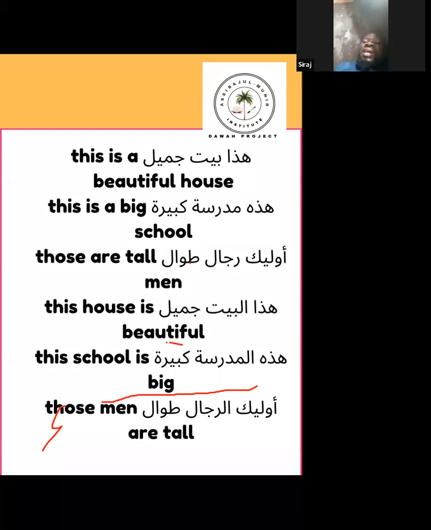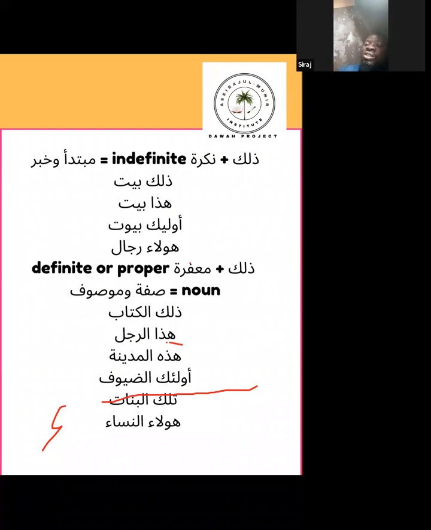You can see هذا بيت جميل. This is a beautiful house. هذه مدرسة كبيرة. This is a big school. أولئك رجال طوال. Those are tall men, because those is the plural of that, and that is ذلك. هذا البيت جميل. This house is beautiful. هذه المدرسة كبيرة. This school is big. أولئك الرجال طوال. Those men are tall. So we are still going to come to that, inshallah.